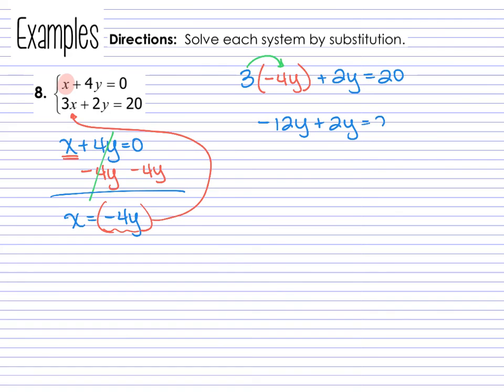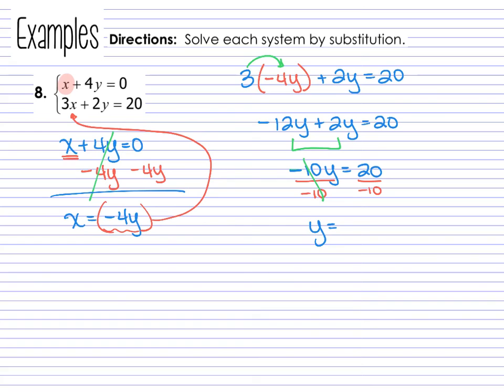I'm going to combine my like terms, negative 12 plus 2. So we can add those together because they both have y's. Negative 12 plus 2 gives me negative 10y equals 20. I need to get rid of the negative 10. That's what's bothering y. So to do that, I'm going to divide both sides. That will cancel on the left.